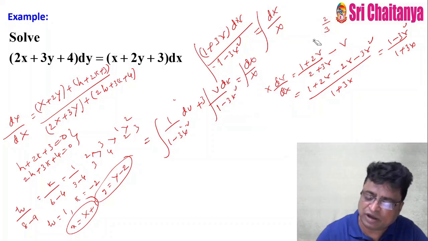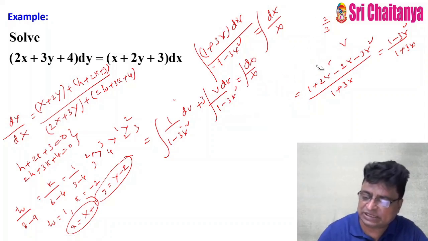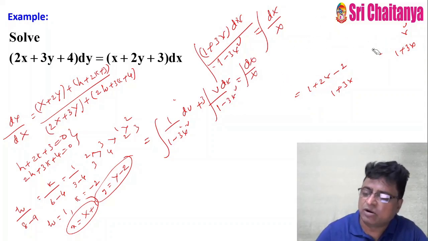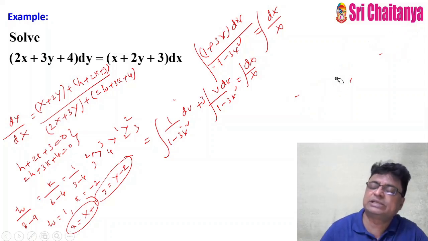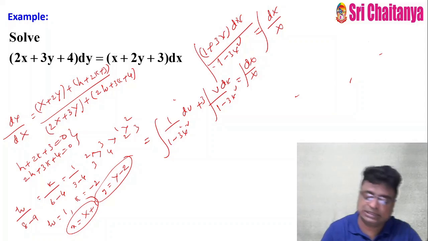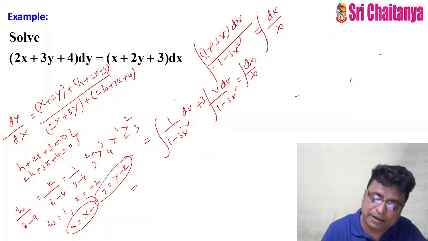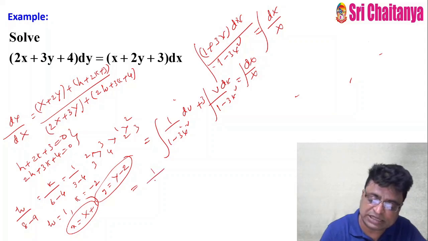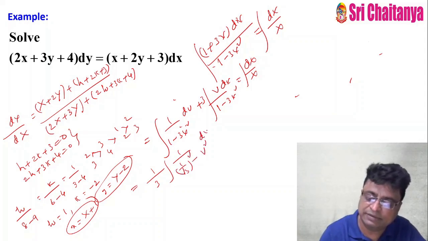So here what I am doing is, now first one is in the 1 by a square minus x square format. What is the formula for 1 by a square minus x square? 1 by 2a log mod a plus x by a minus x. So you can apply, well, you take first 3 as common, 1 by 3, that is 1 by root 3 whole square minus v square dv, and you can manage this.